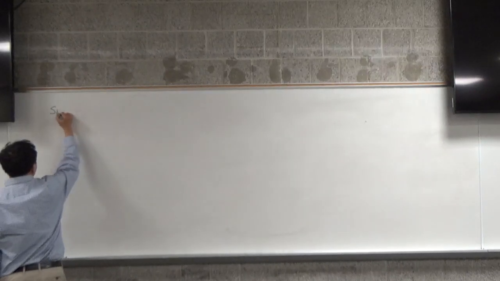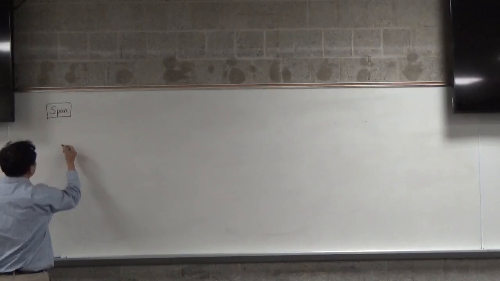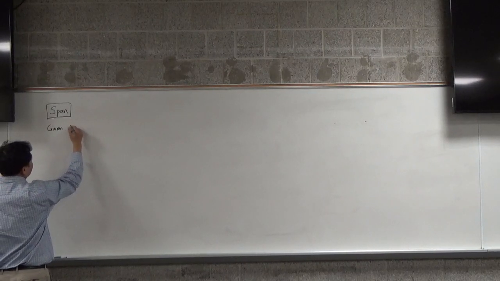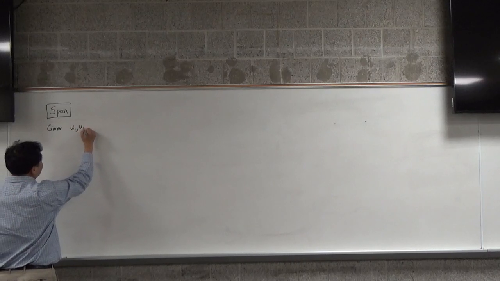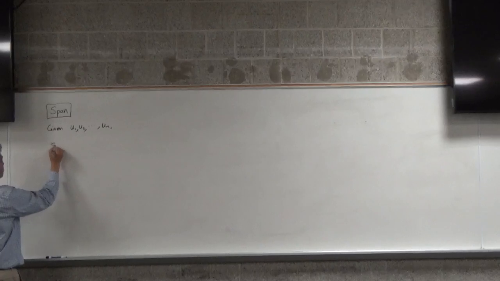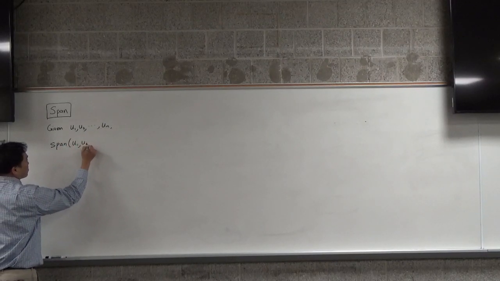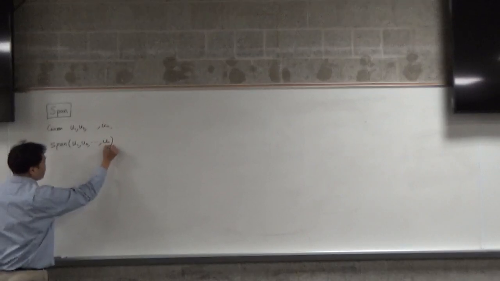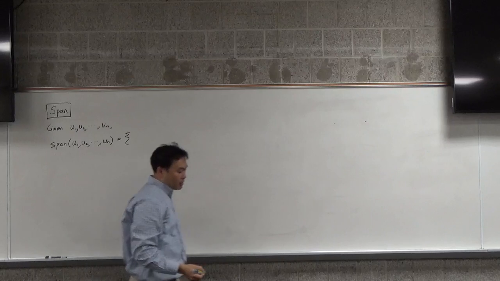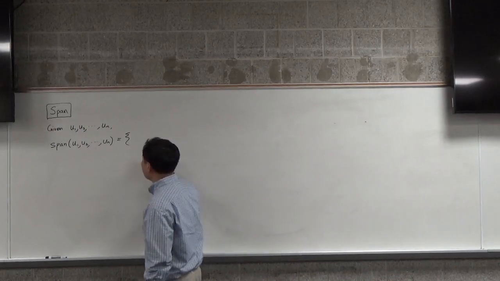First, let's talk about span. So given vectors u1, u2, ..., un, the span of u1, u2, ..., un is defined as the set of all possible linear combinations of this set.